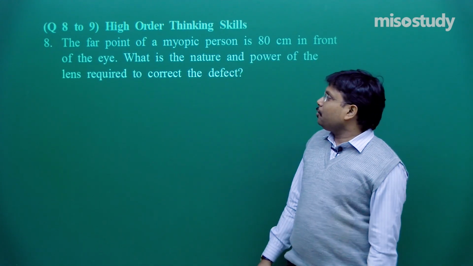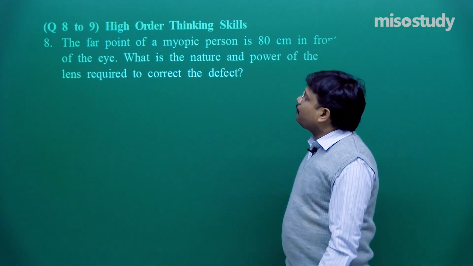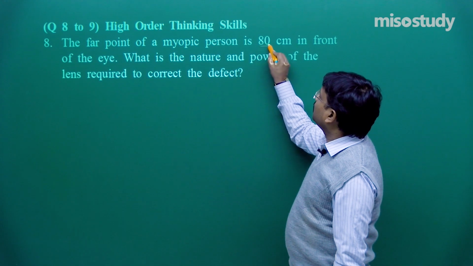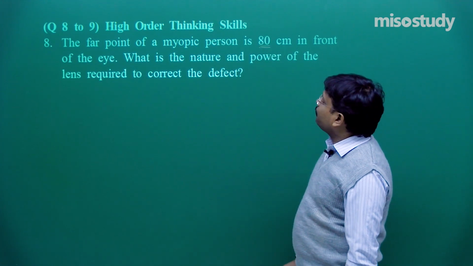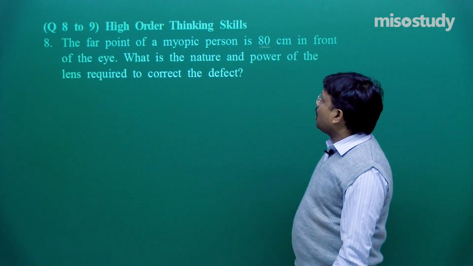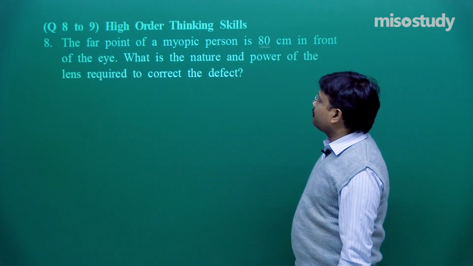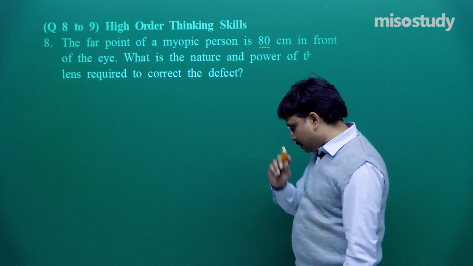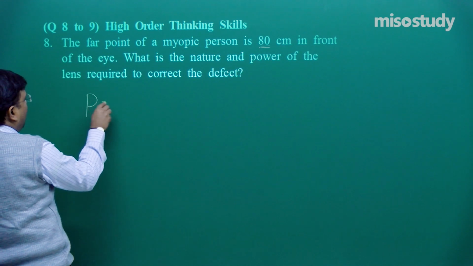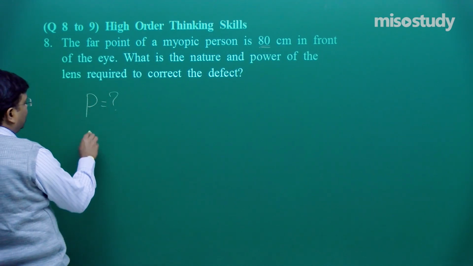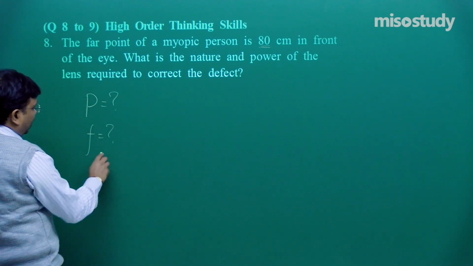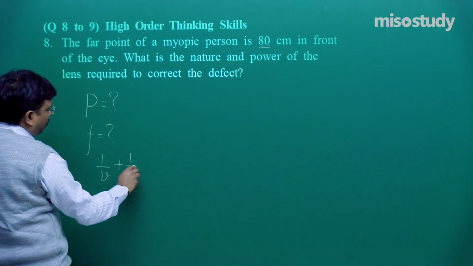So, the question is: the far point of a myopic person is 80 centimeter in front of the eye. It is V minus. What is the nature and power of the lens required to correct the defect? So, first we have to find out the power. To find the power we need the focal length, and to find the focal length we have to use this formula.